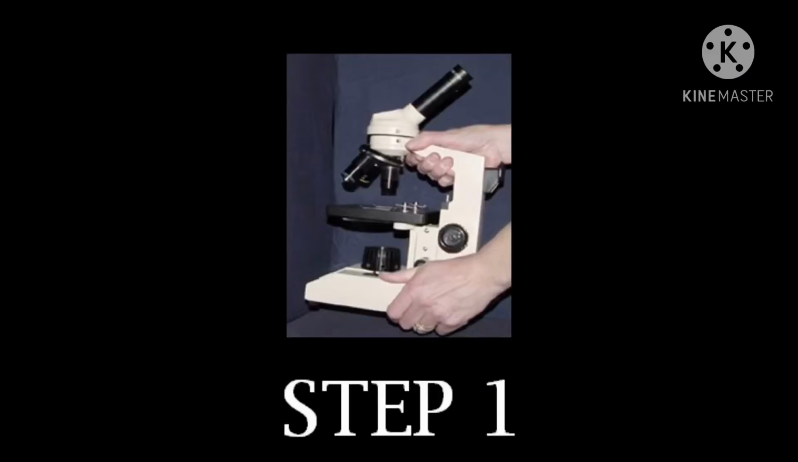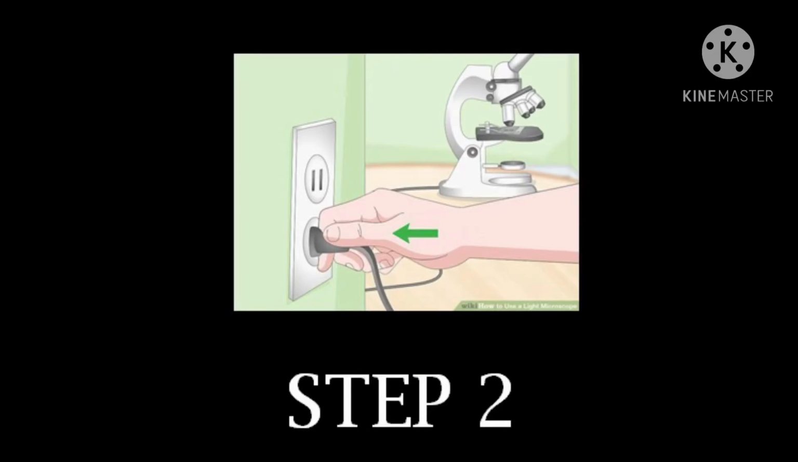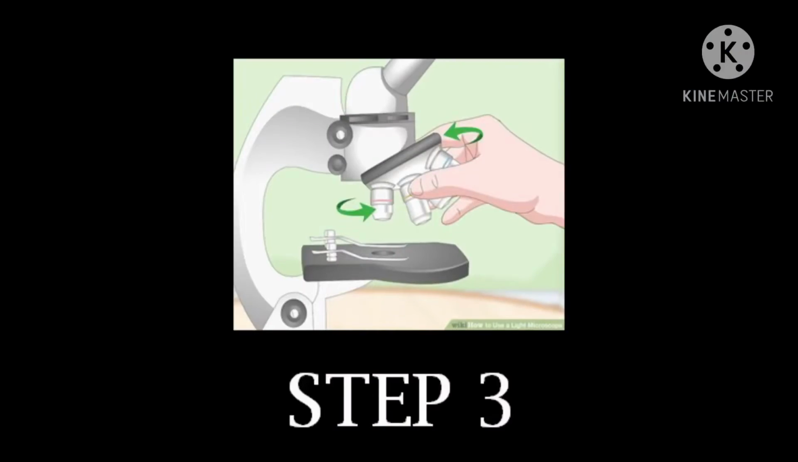We would like to proceed to the method of using the light microscope. First, carry the microscope with two hands, one under the base and another gripping the arm, and place it gently on a flat surface. Secondly, plug the microscope into the power source and turn the revolving nosepiece so that the lowest objective lens is clicked into place. This is also known as the shortest objective lens.